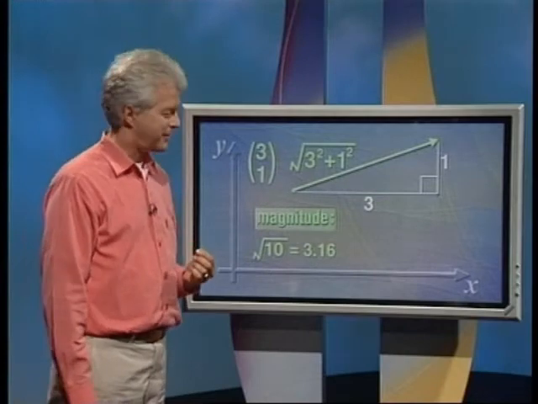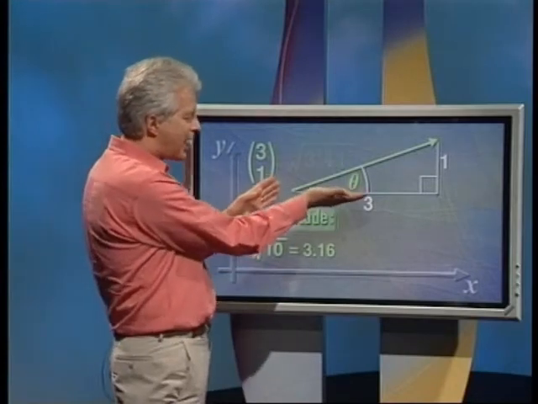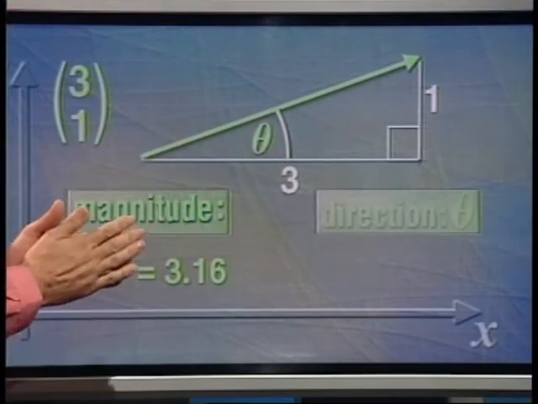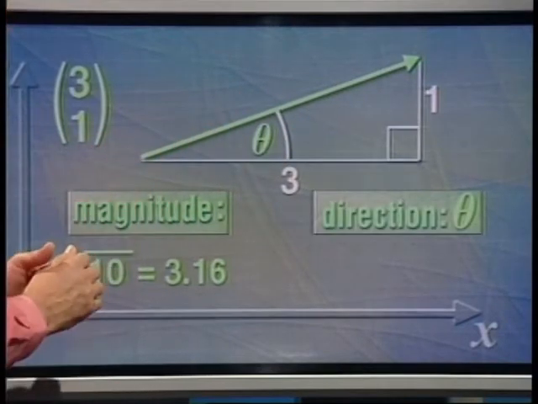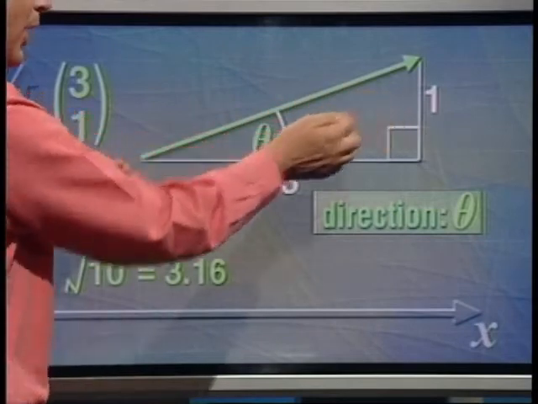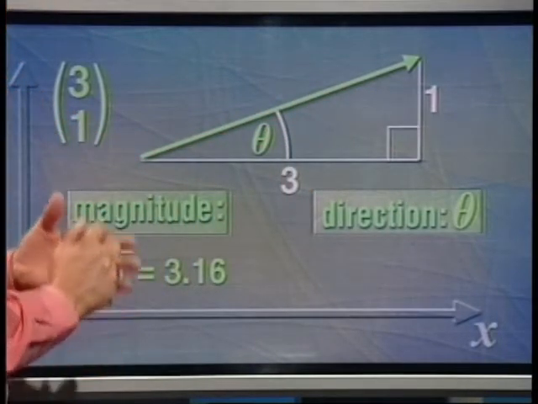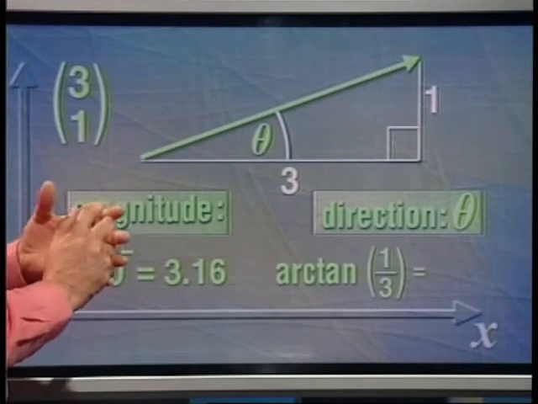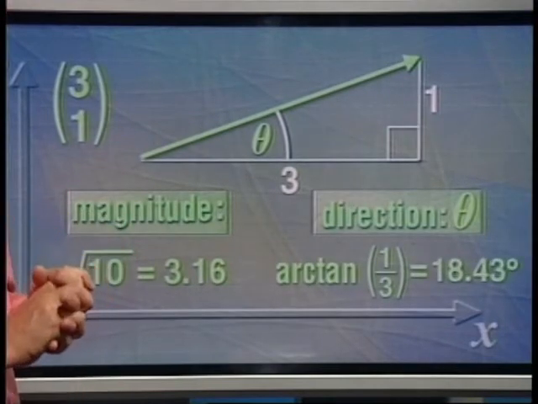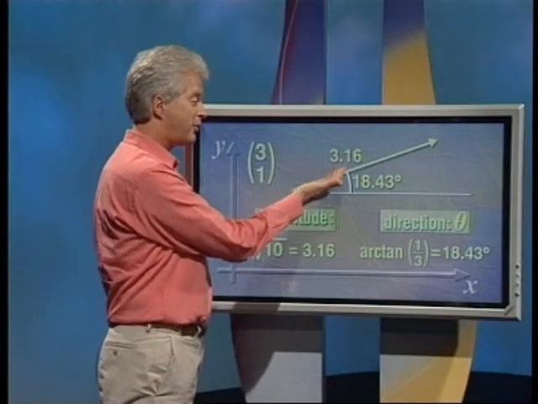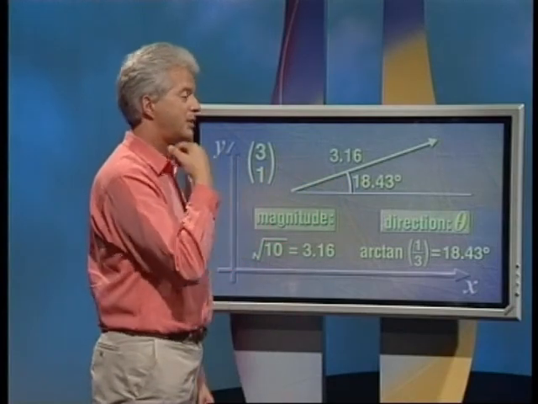What about the direction? Well, the direction is described as the angle the vector makes with the positive direction of the x-axis. We've marked it theta here. And as you can see, tan theta is 1 over 3. So the direction here, theta, is the arctan of 1 over 3, which is 18.43 degrees to 2 decimal places. So that means direction 18.43 degrees, magnitude 3.16.